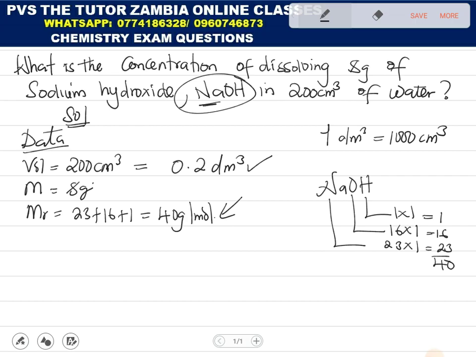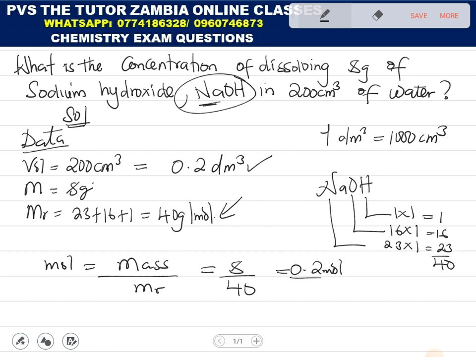Having done this, what we do next is use the formula now to find the number of moles. So number of moles is equal to mass given over the molar mass. So the mass given here is 8 grams over 40, which will give me 8 over 40, which gives me 0.2. 0.2 moles. So these are the number of moles that I'm having.